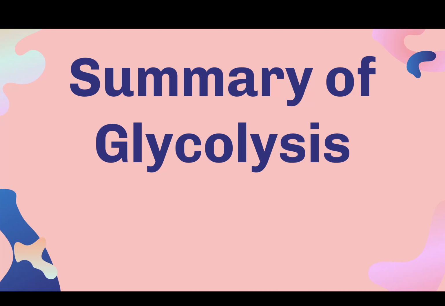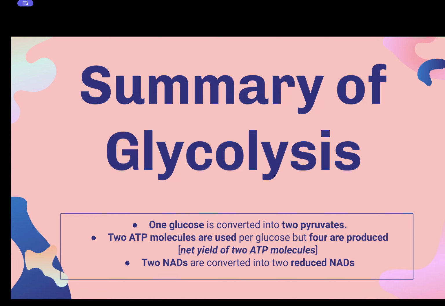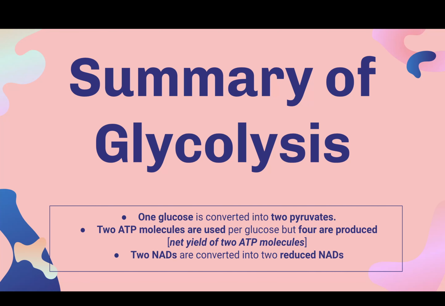That's a very good answer, Ari. I would say that's a really good answer. The only thing... No, you got everything. I was gonna say the only thing you missed, but no, you don't miss anything. You're good. Okay, so of course this is a very basic one, but basically one glucose converts into two pyruvates. 2 ATP gets used per glucose, but 4 are produced, which results in a net yield of 2 ATP. 2 NADs are converted to 2 reduced NADs.